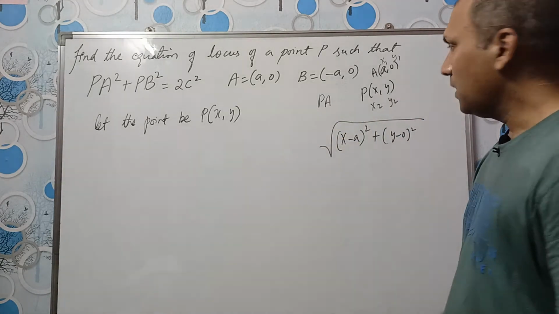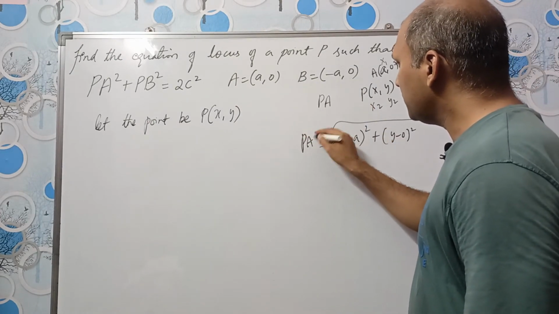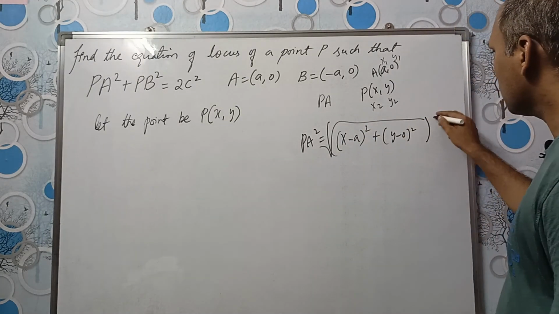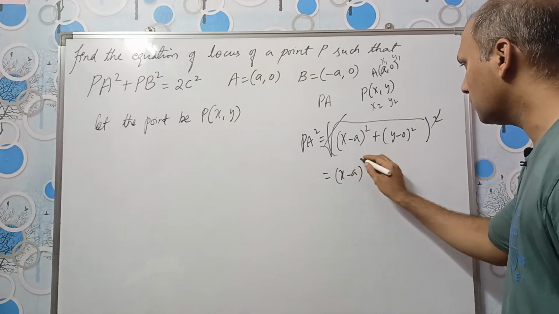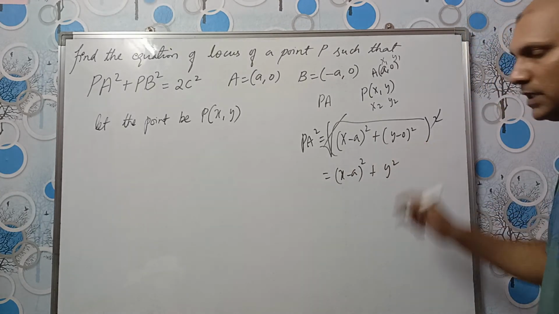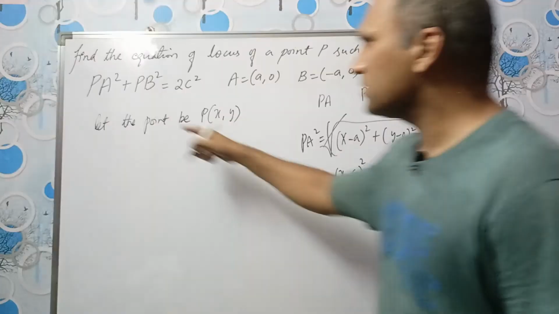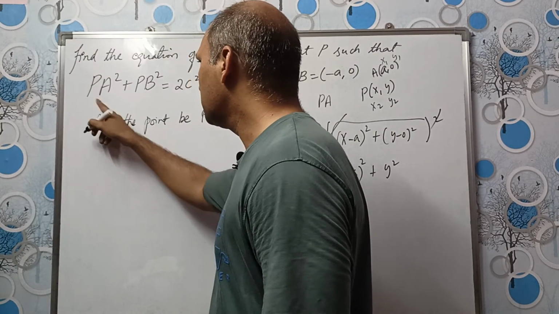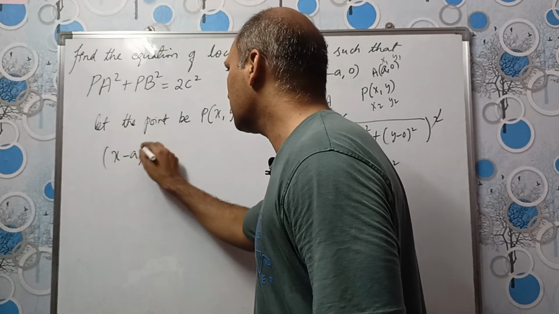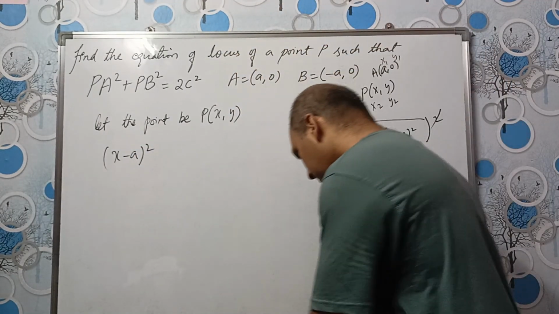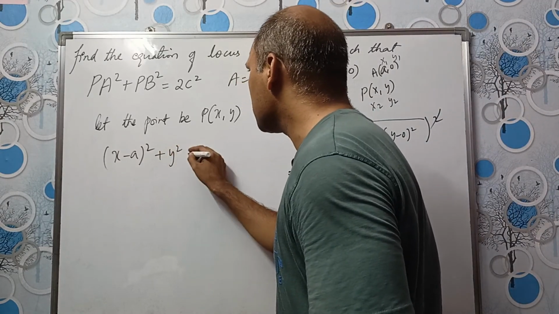Okay, this is PA. But what will be PA square? PA square will be the square of this. So root and square will get cancelled. We'll have x minus a whole square plus y square here. Y minus 0 is y, so it will be y square. So in place of PA square, let us write this one: x minus a whole square plus y square.